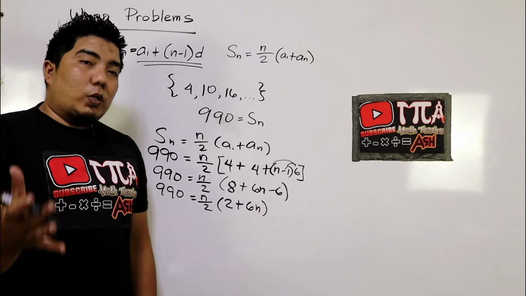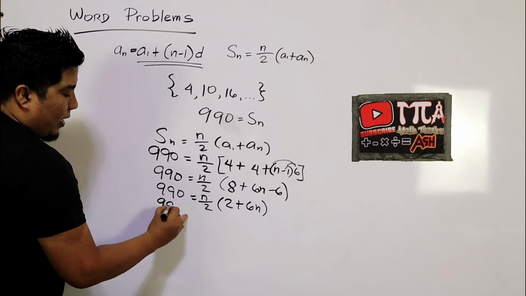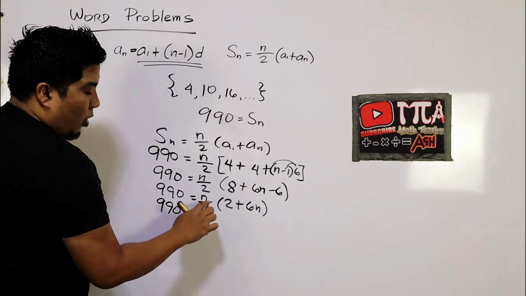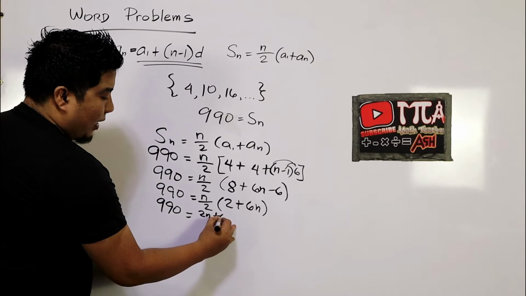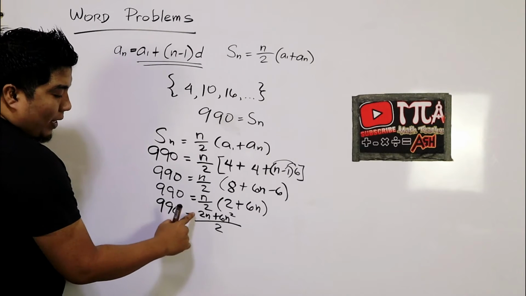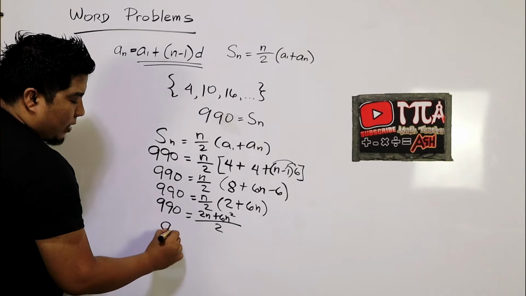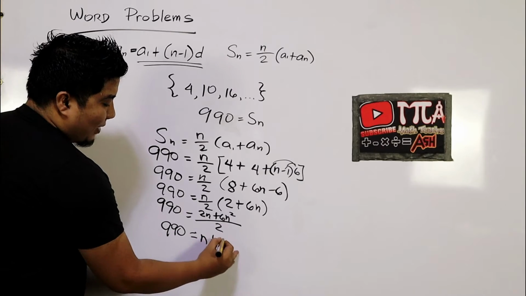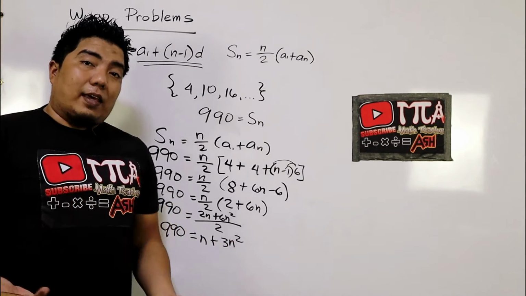Now, my dear math learners, what we need to do here is simplify this one, giving us 990 is equal to n times 2, that is 2n. 2 times 6n will be 6n squared, so that is 6n squared divided by 2. We can cancel the 2 and 2, and 6 divided by 2 is 3, giving us 990 is equal to n plus 3n squared. So now we have a quadratic equation.